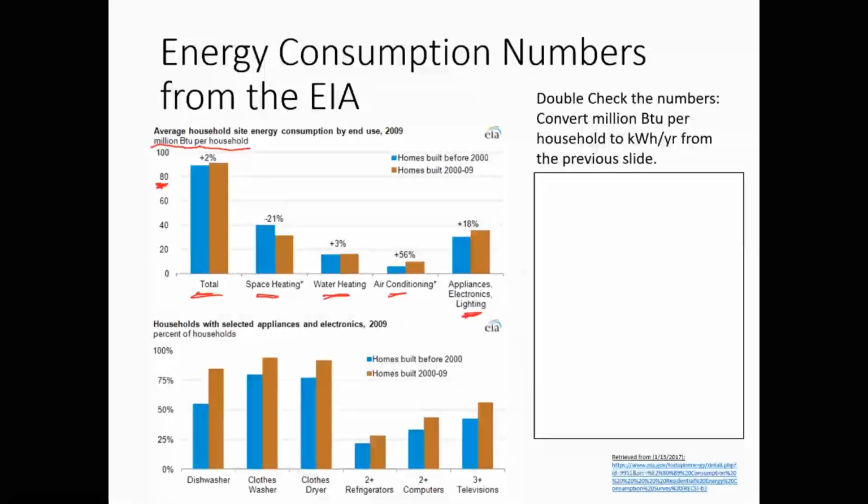So we're looking at homes before 2000 and homes built between 2000 and 2009. So we probably have more efficient and better designed buildings between 2000 and 2009, right? And when we're looking at buildings built before 2000, we still have a fair amount of building stock that's from the 40s, 50s, 60s, 70s, whatever.